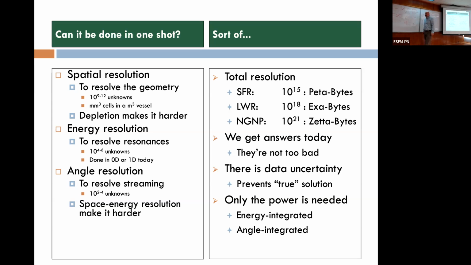And so, could we do it? Yeah, maybe for some types of reactors. But the answers we get right now aren't that bad. We have operating nuclear reactors. Do we really need a supercomputer just to do one state point for radiation transport?